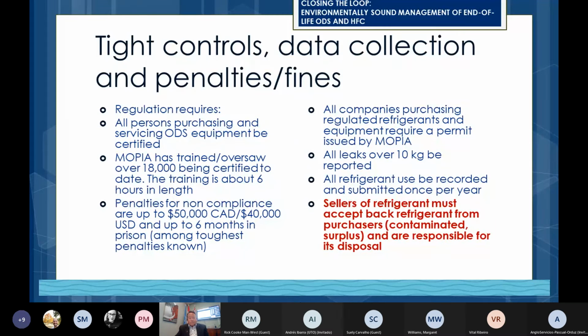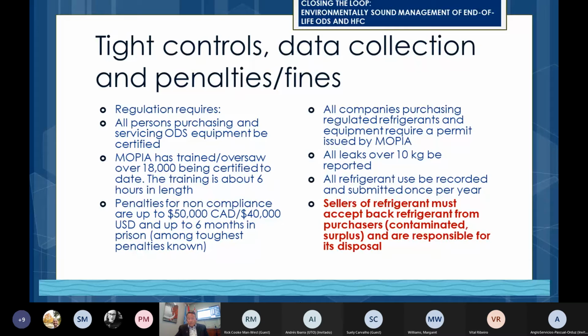stockpiles of refrigerant. We have tight controls, as I say, because look, we also have all leaks over 10 kilograms must be reported to an environment officer immediately. So if there's instances of that, we know in a given time period how much refrigerant has been leaked intentionally or unintentionally, and so that's very, very important as well.